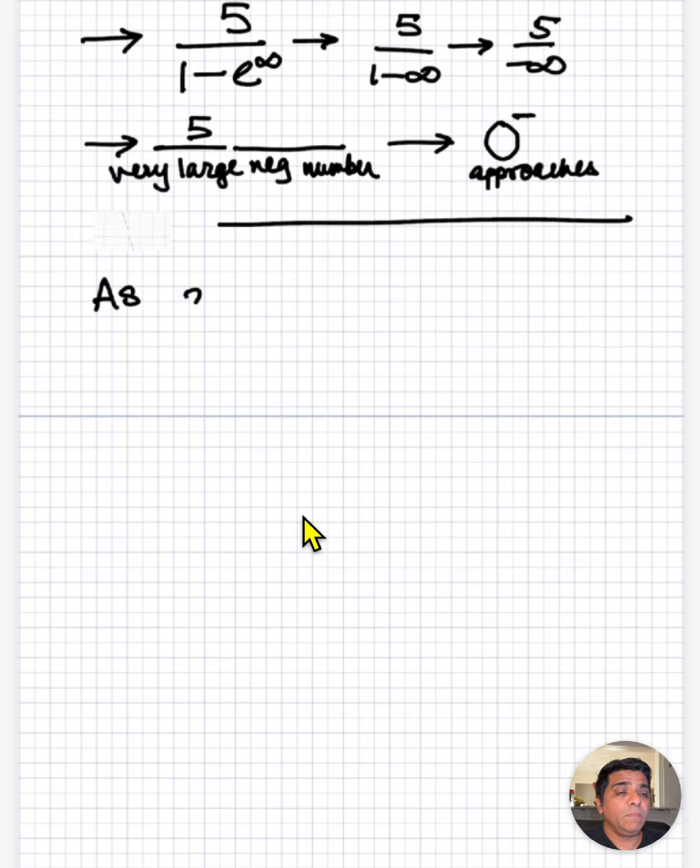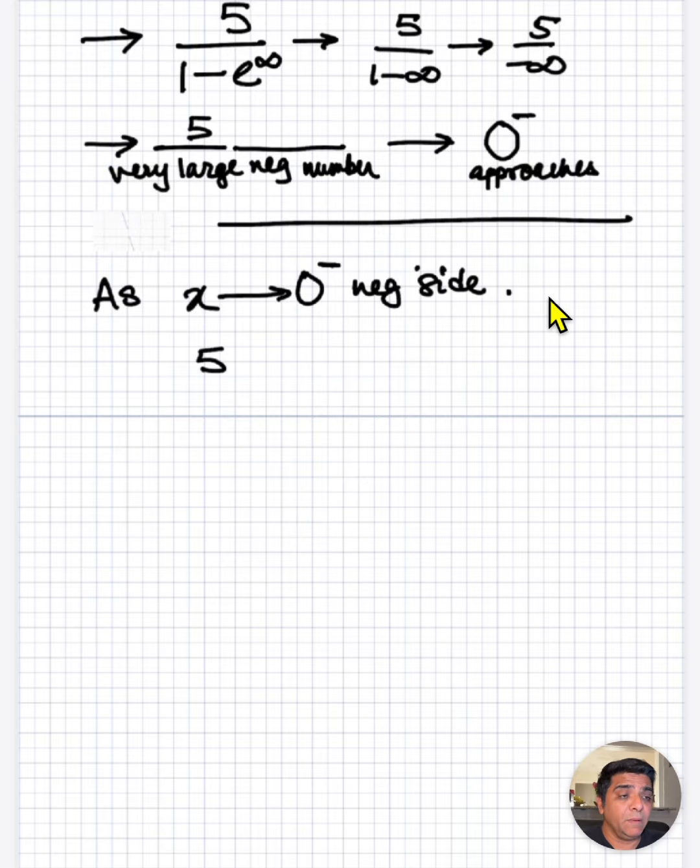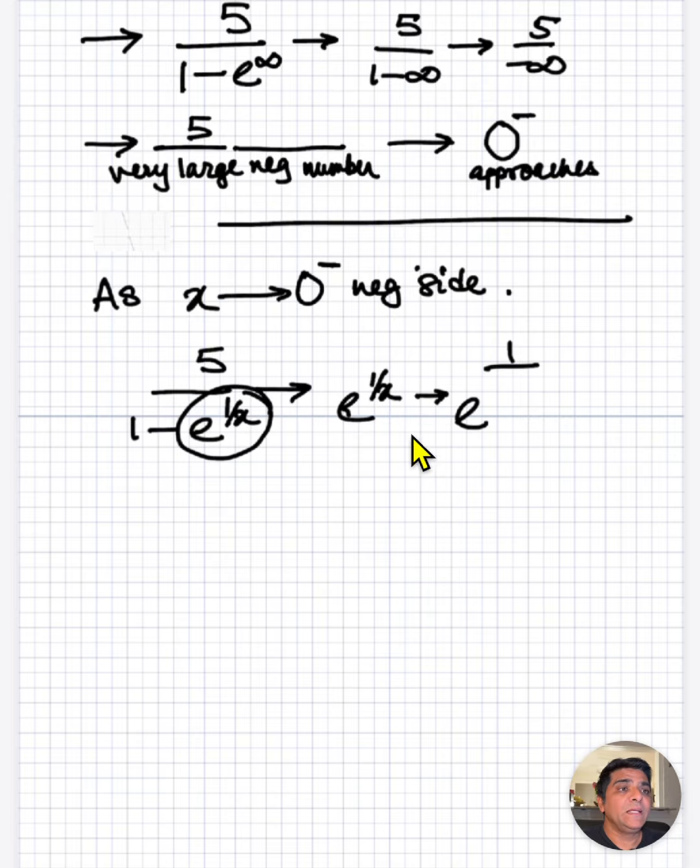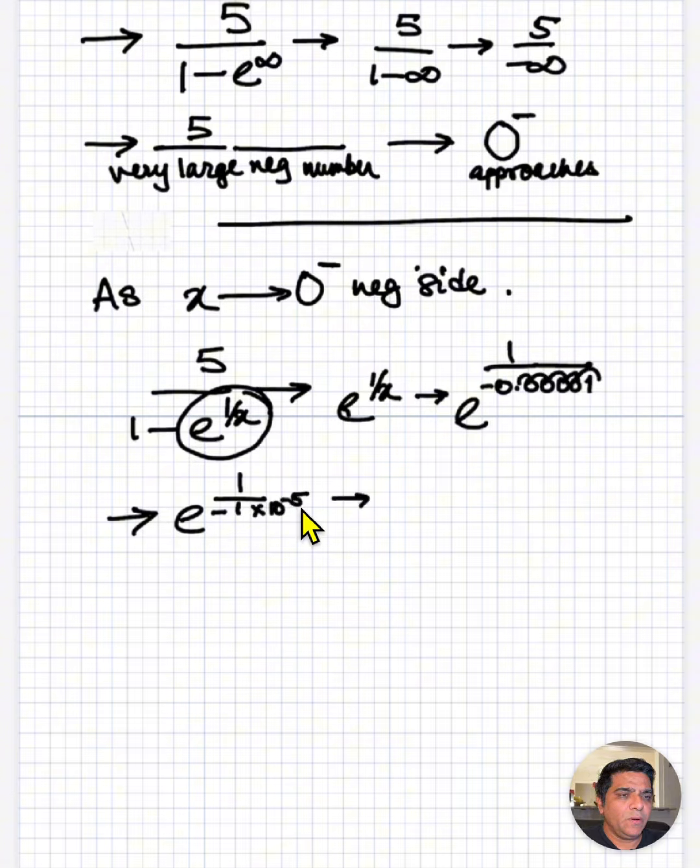Now let's look at it from the left hand side. As x approaches 0 from the negative side, we can again take a similar example and try to solve it. 5 divided by 1 minus e to the power, again we will focus on the e to the power 1 over x. Let's take a very small negative number, minus 0.000001. So we can rewrite that as minus 1 times 10 to the power negative fifth.